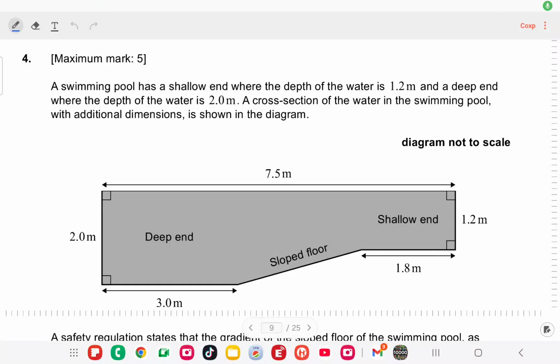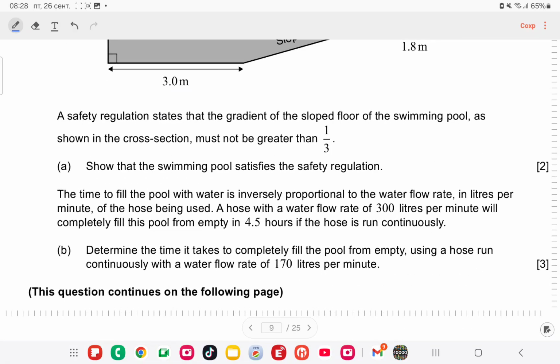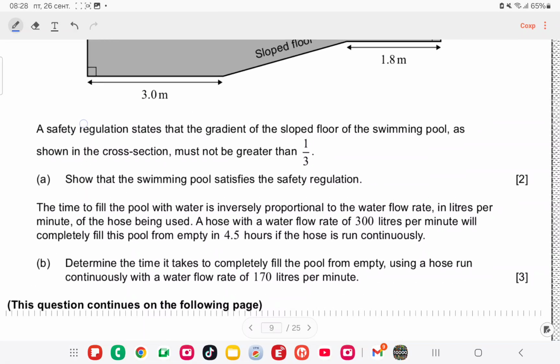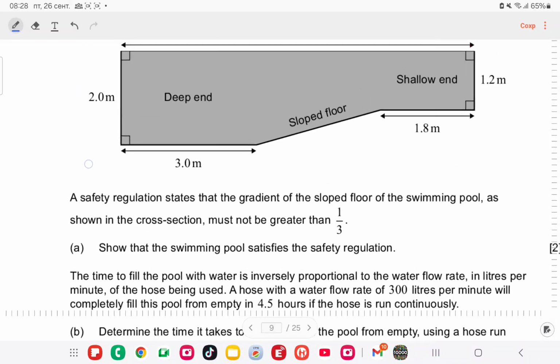Guys, it's question number 4 of AISL May 2025, paper 1, time zone 1. Let's make a first overview. It takes 5 marks total, which means it's about 5 minutes to solve. We have a diagram and 2 questions, part A and part B, with 2 and 3 marks respectively.